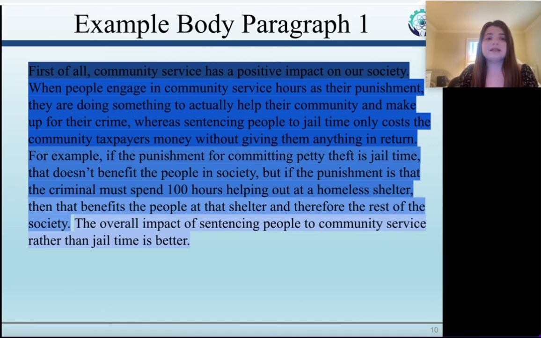And then we must now give an overall conclusion sentence here that connects back to the thesis. It says here, the overall impact of sentencing people to community service rather than jail time is better, right? So we're connecting it back to the idea that it just impacts our society better by giving people community service. Okay, so there we go. There is our paragraph 1 all done.